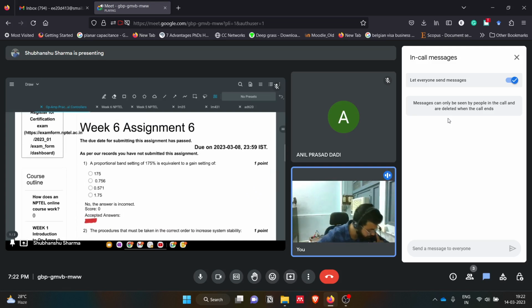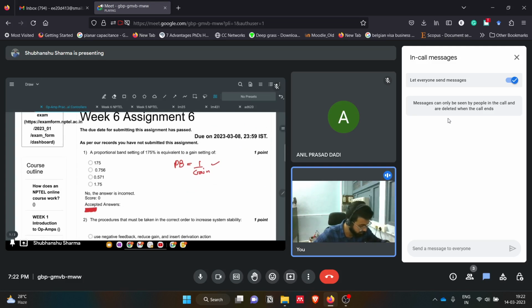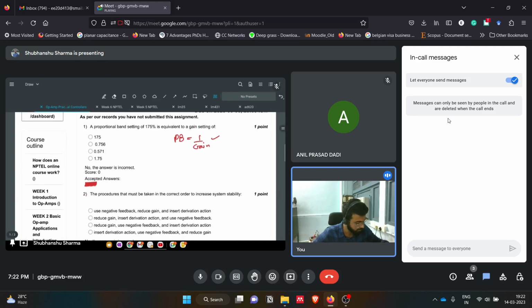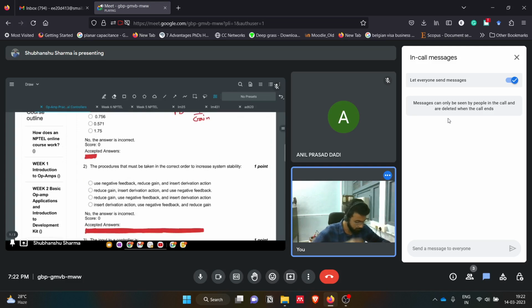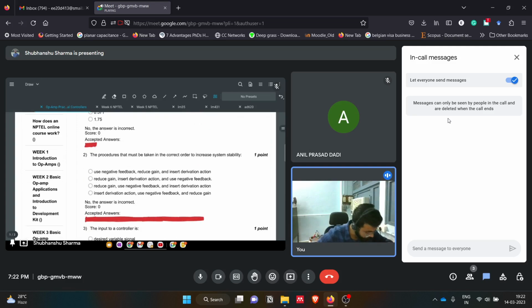The first question was: a proportional band setting of 175% is equivalent to a gain setting of what? This is a simple formula: proportional band is equal to 1 upon gain. So I think I gave the answer itself, but this is the formula you can use here to get the answer. Okay, now coming to the next question.